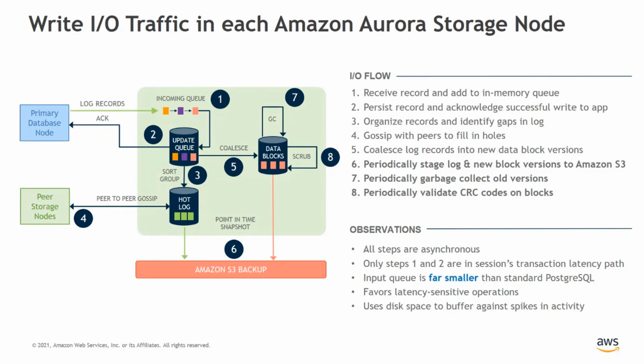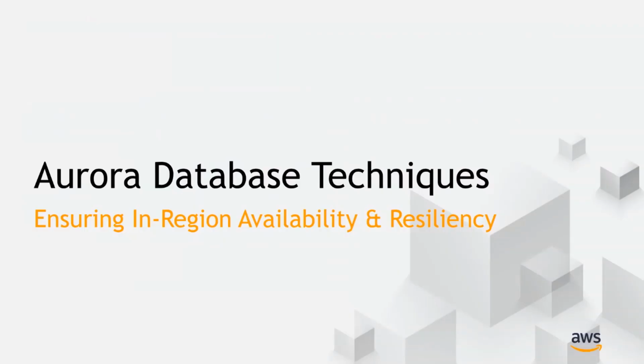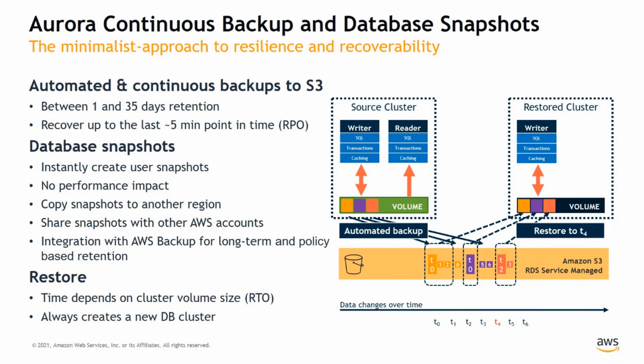All right, so let's dig a little bit into the database layer now and some of the techniques that customers should be thinking about with Aurora to ensure the highest levels of availability and resiliency. So first is really the minimalist approach, right, to resilience. Every database provides mechanisms to do backups. With Aurora, it's continuous. So we're always just pushing data into S3.